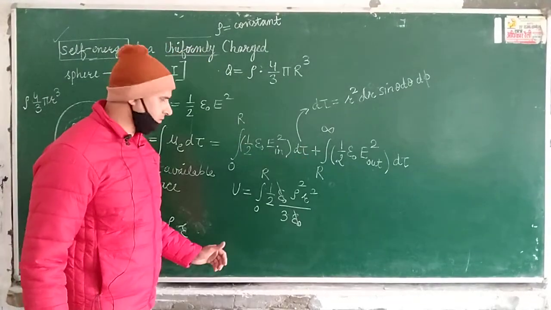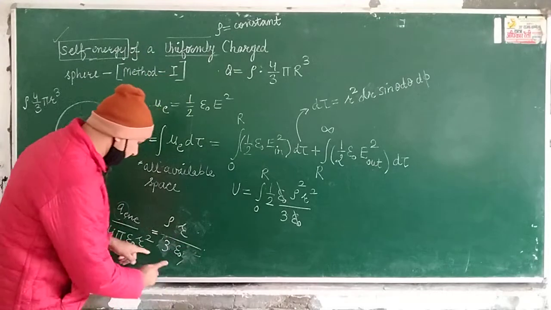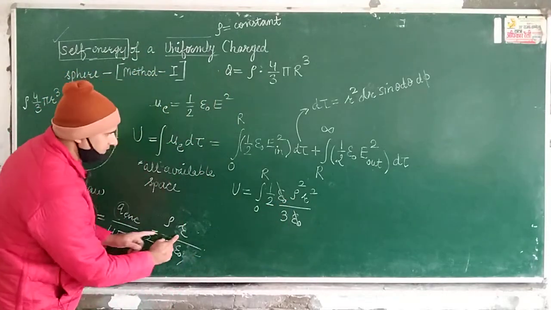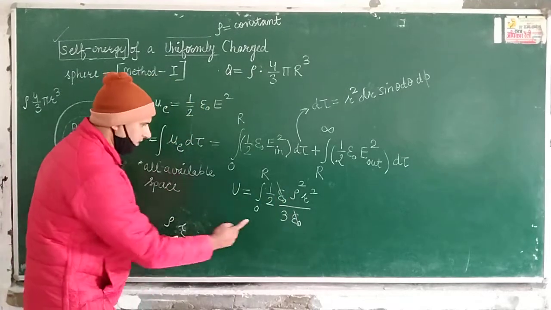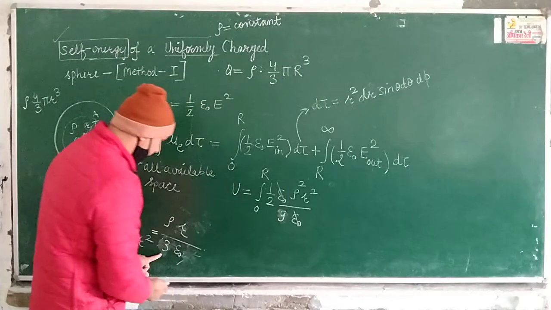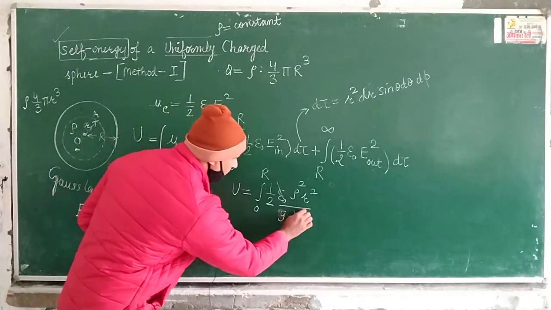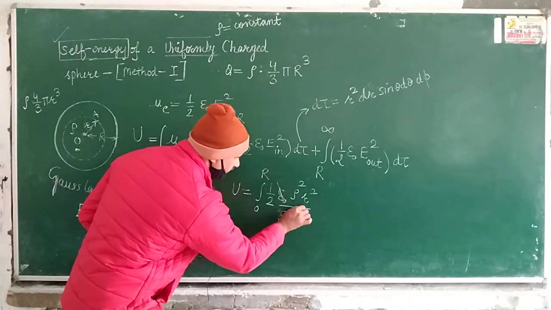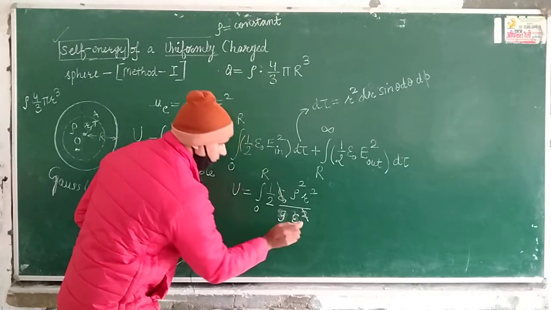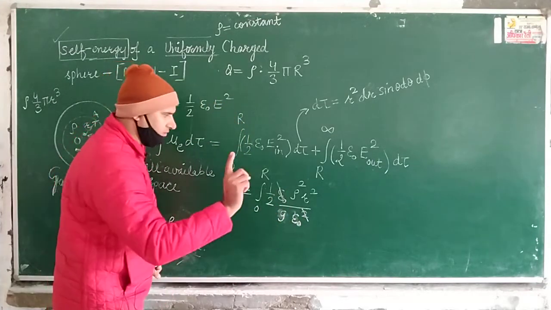Okay, so class, I have left one thing here. We are to take square of E inside. So here we have taken square of rho and r. So square of 3, that will be 9, and square of epsilon node, so it will be square, and this thing will cancel here. So we are left with 1 epsilon node, epsilon node with 1 power.